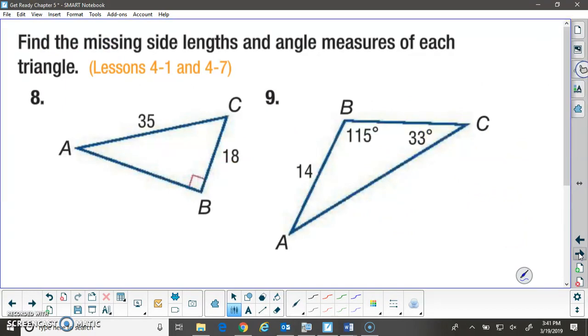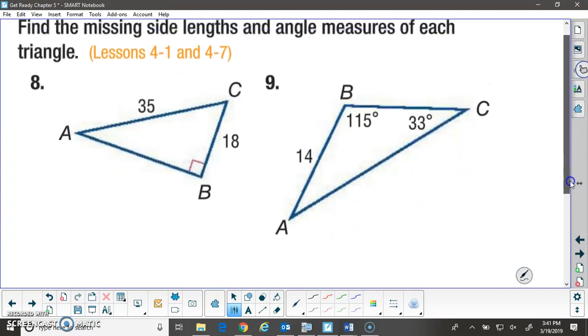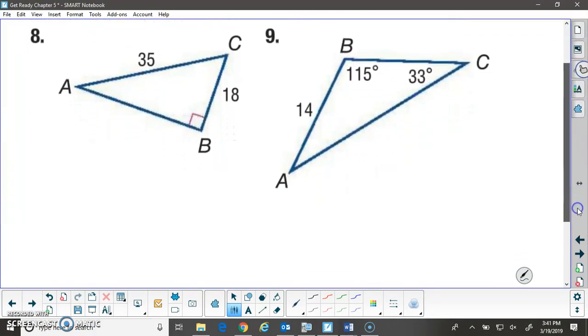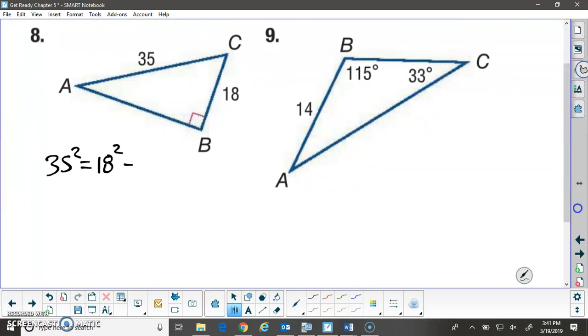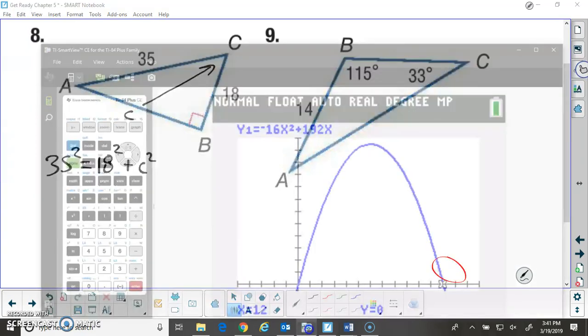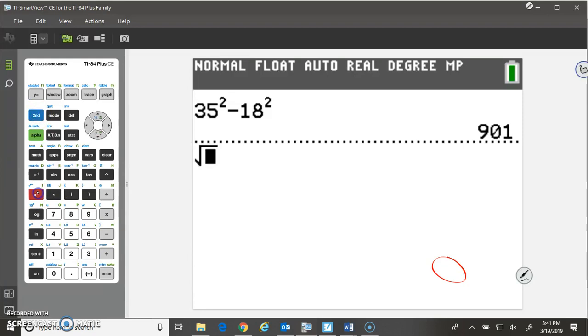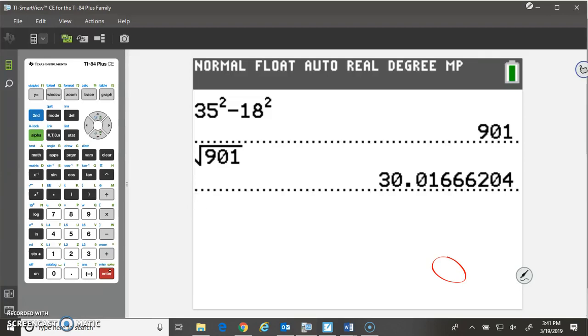Next, number 8, a review of finding missing lengths. Well, you can see on number 8, we have a right triangle. And so to find that missing side length and the missing angle measures, we use right triangle trig. So Pythagorean theorem, 35 squared has to equal 18 squared plus letter c squared, because this is length c, because it's opposite of angle c. So 35 squared minus 18 squared gives us that. We have to square root this answer, and that gives us roughly 30.0.